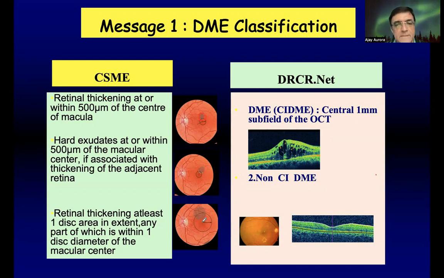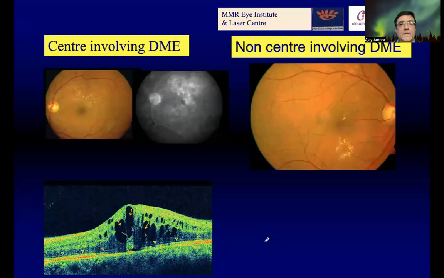But this definition changed to a major extent with the advent of OCT and the classification put forth by DRCR.net. This has simplified how we label diabetic macular edema. When the diabetic macular edema involves the central 1 millimeter subfield of OCT, we call it center involving diabetic macular edema. When the foveal center is not involved, we call it non-center involving diabetic macular edema, or an extrafoveal diabetic macular edema.